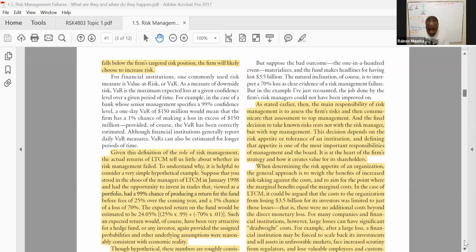They also go on to say, or the author goes on to say, as stated earlier, the main responsibility of risk management is to assess the firm's risks and then communicate that assessment to top management. And the final decision to take known risks rests not with the risk manager, but with top management. This decision depends on the risk appetite and tolerance of an institution, and defining that appetite is one of the most important responsibilities of management and the board.